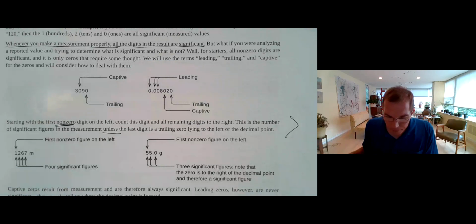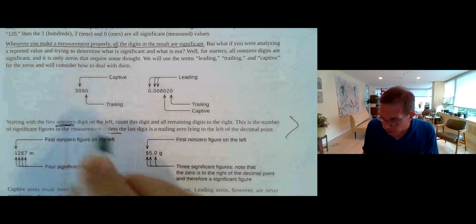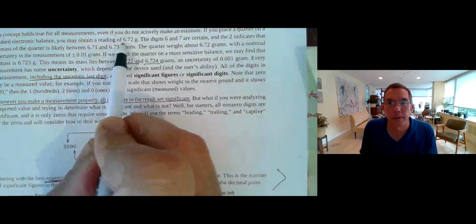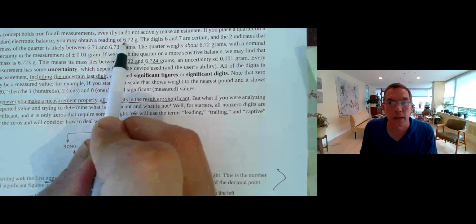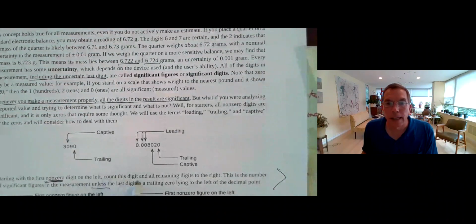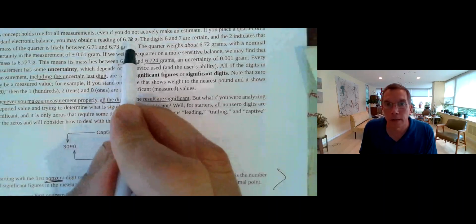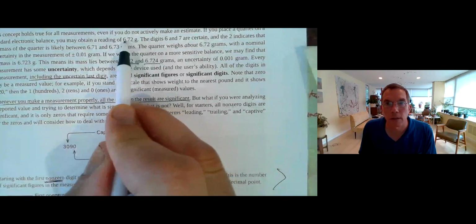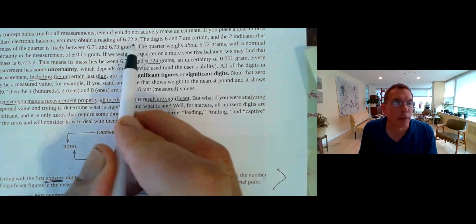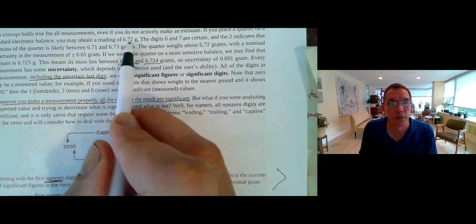Okay. So if we look at something like 6.72, the first non-zero digit is 6. So that's the first digit on the left, and we're going to count that digit and all remaining digits to the right. Well, that's 1 digit, 2 digits, and 3 digits. 6 and 7 and 2 are all significant here. So we'd have 3 significant figures in this number.